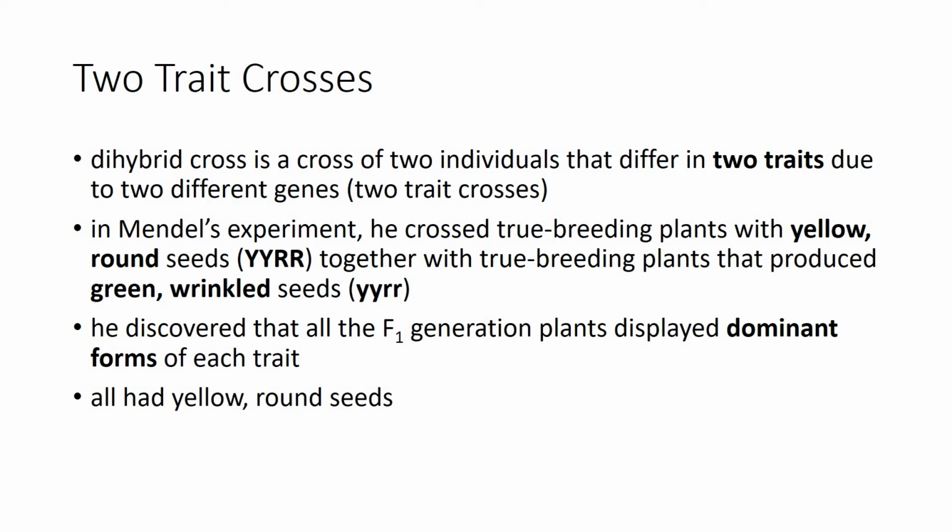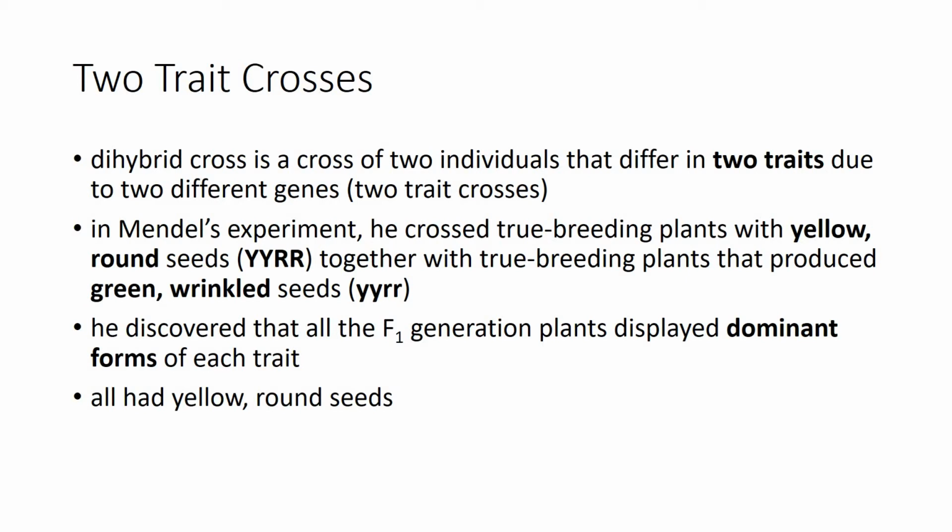We're not just looking at whether or not it's round or wrinkled. We're not just looking at whether or not it's green or yellow anymore. We're actually combining the two traits. So the traits we're looking at now are color and whether or not the skin is round or wrinkled. So in Mendel's experiments, he crossed two true breeding plants. He crossed yellow round seeds together with true breeding plants that were producing green wrinkled seeds.